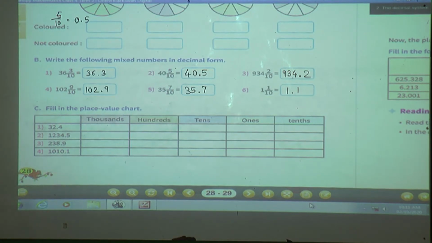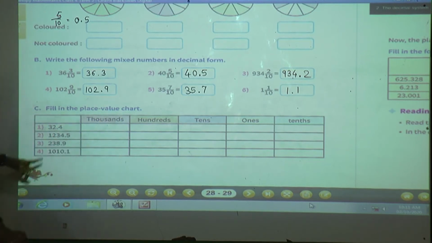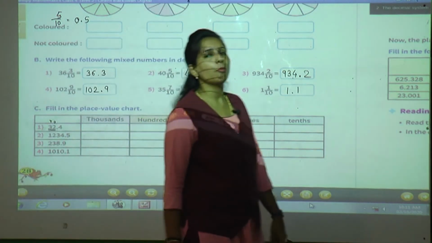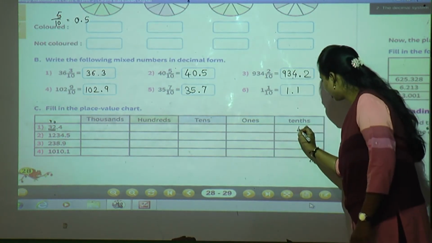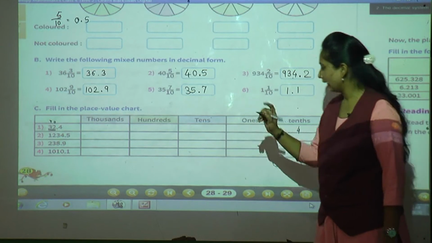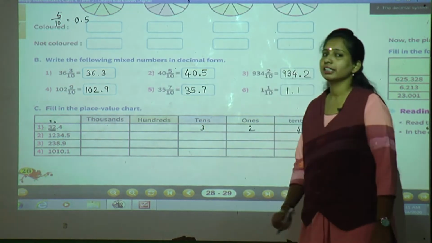Now the last question, C, we will solve. Fill in the blanks in the place value chart. Now see 32.4. See, 32 is a whole number. So 32 means tens and ones. After ones, what is the place value of the given digit? Tenths. Isn't it? So after the point, whatever is there is tenths. So 4 will come in the tenths place, 2 will come in the ones place and 3 will come in the tens place.